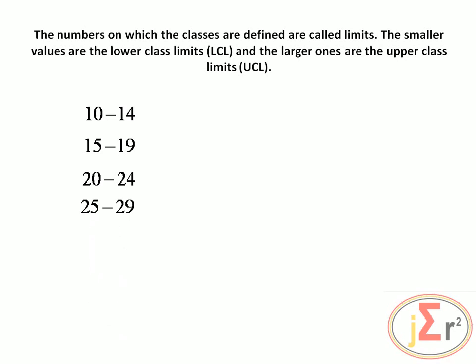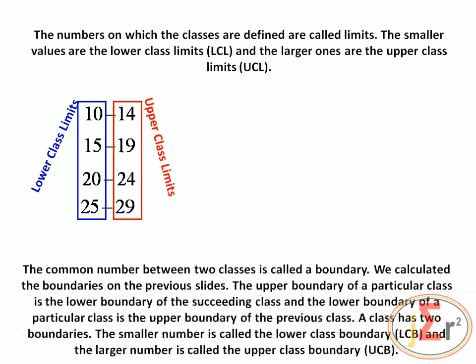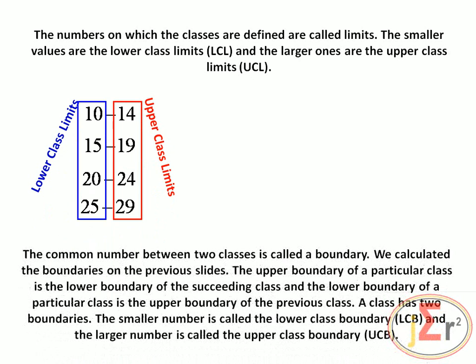And those are the class limits. The lower limits are there, the smaller numbers, and the upper limits are there, the larger numbers. The common number between two classes is called a boundary. We calculated the boundaries on the previous slides.